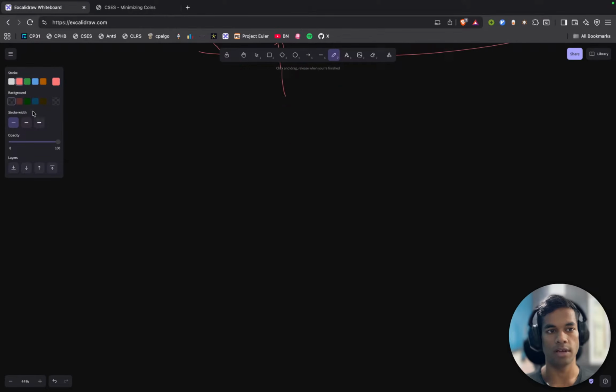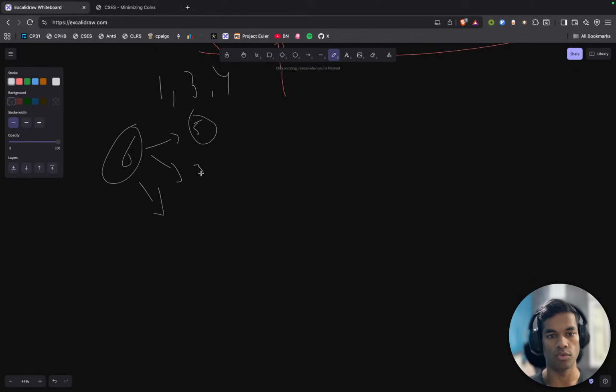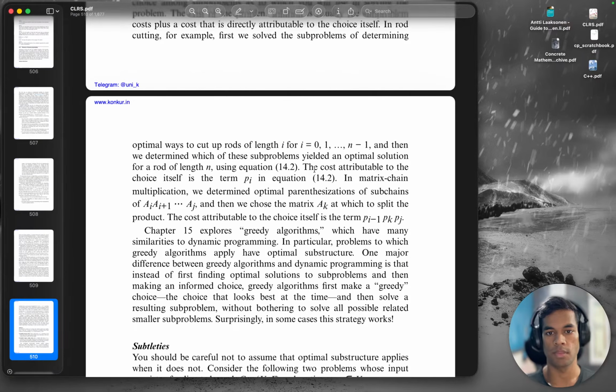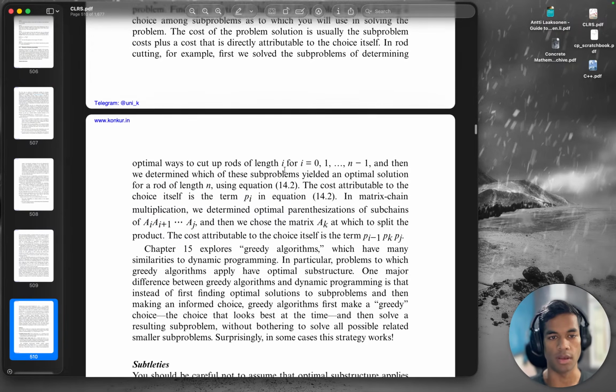But when we are solving something like coin change for a sum of 6, when we have coins 1, 3, 4, the solution to this problem only depends on the solutions to 5, 3, and 2. These are the only subproblems on which this depends. These internally depend on other subproblems, but the problem only depends on the solution for these three things. The cost attributed to the choice itself is the term pi. Wait, I missed something.